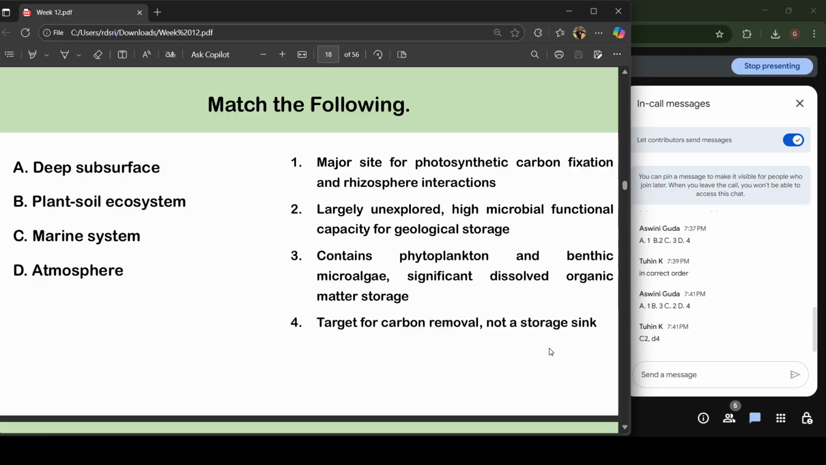Okay, match these habitats with their characteristics. Today, most of the questions will be match the following, and few questions from assertion and choose the following will be there, just to cover the different concepts.